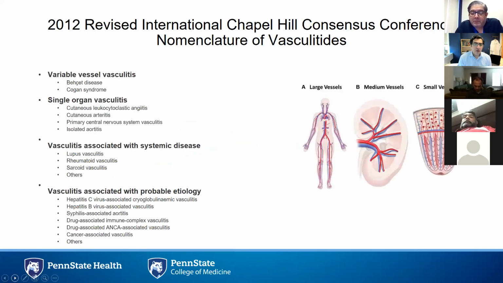They also looked for some other ways to look at the whole vasculitis scenario. So either there is a variable vessel vasculitis, which means it can involve different sizes of vessels, or single organ vasculitis in the skin, CNS vasculitis, or just in the aorta, vasculitis with systemic diseases, lupus, rheumatoid, sarcoid, or vasculitis with some other probable etiologies, hep C, B.